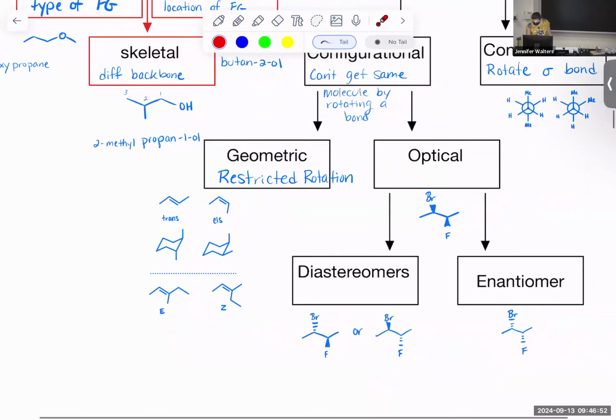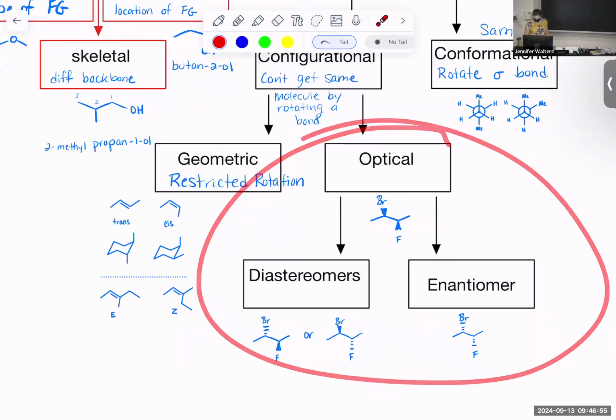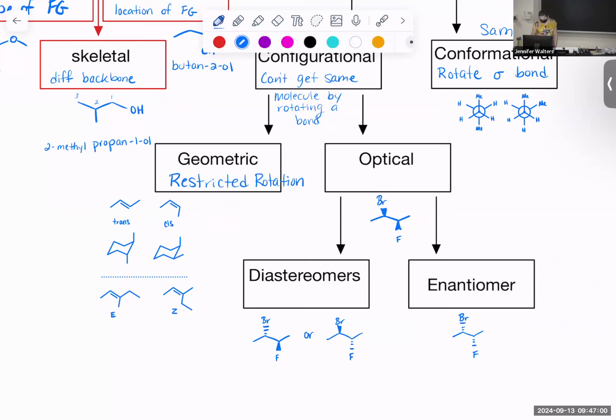So the new part is this last corner, our optical isomers. Optical isomers are going to rotate plane polarized light. That's going to give us an optical isomer. We're going to have relationships between our optical isomers where they can be either diastereomers or enantiomers if we are optical isomers.